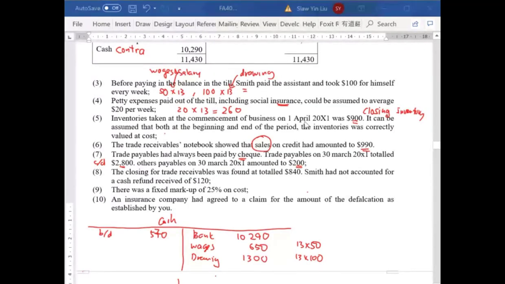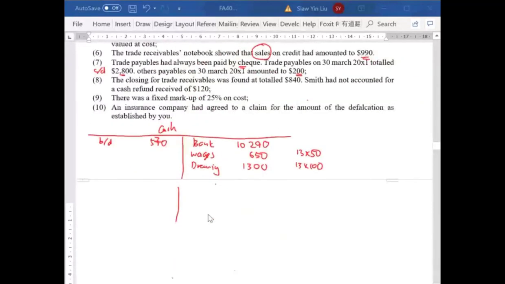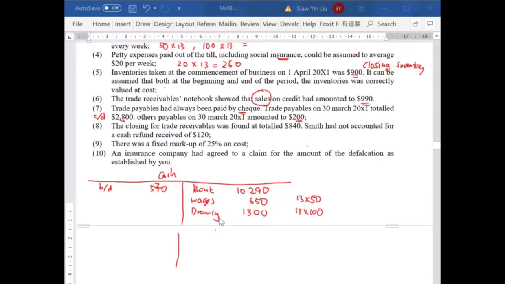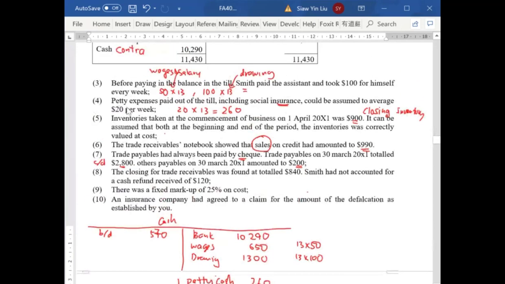They say that you pay insurance, right, every week 260. So we say from petty cash, right, petty expenses. Okay, so here you have petty cash. Some of you write insurance, I also accept. Okay, so petty cash 260. So here, okay, next. Number 3 done, 4 done. Inventory, this is opening inventory. So this one you'll use when you calculate cost of sales later.